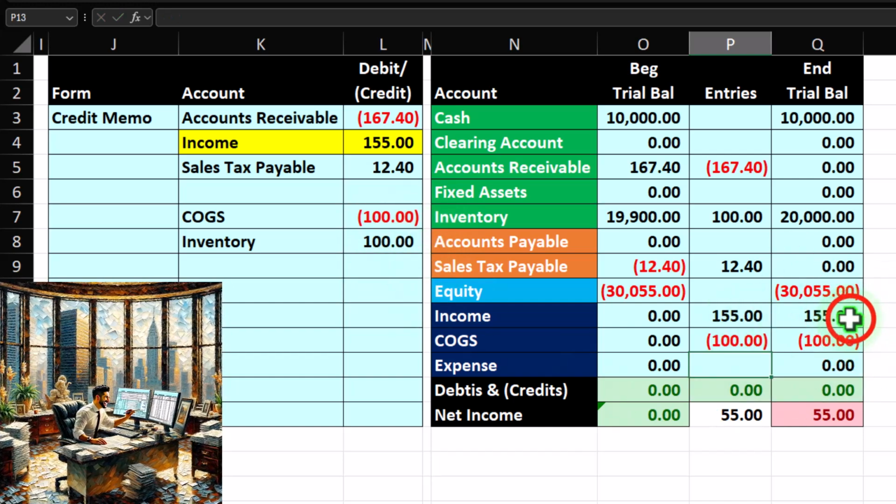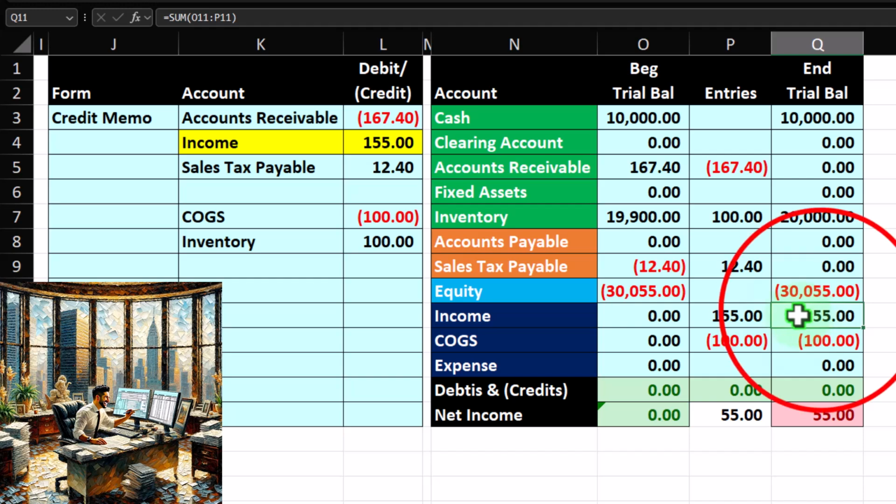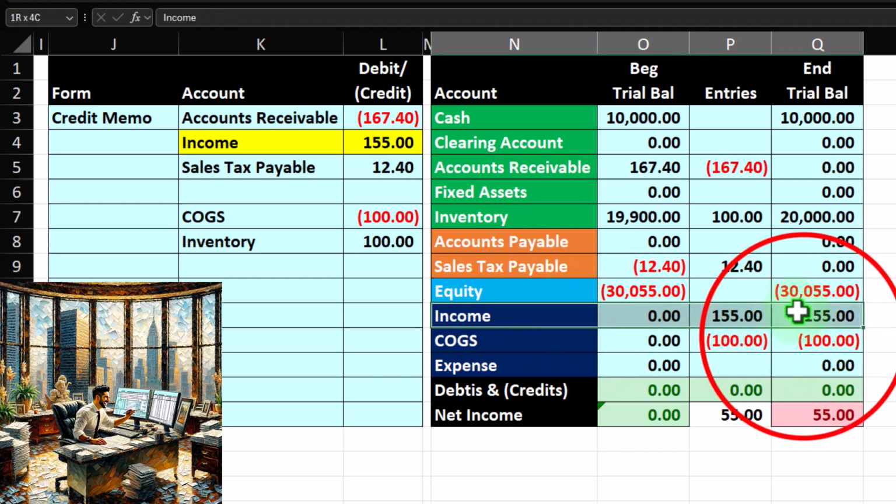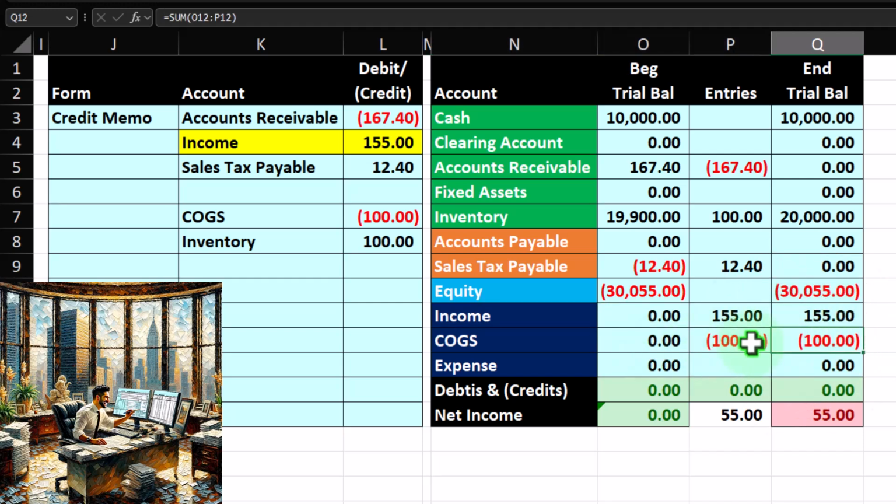So this looks funny because it looks like an increase here, but this is actually income going down in a debit direction and expenses going down. So this net income, this minus this $55, is actually net loss that has happened.